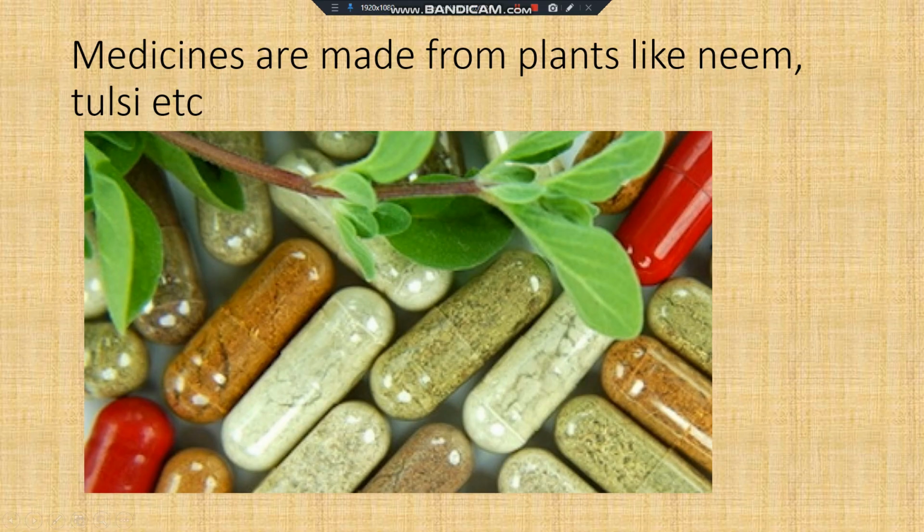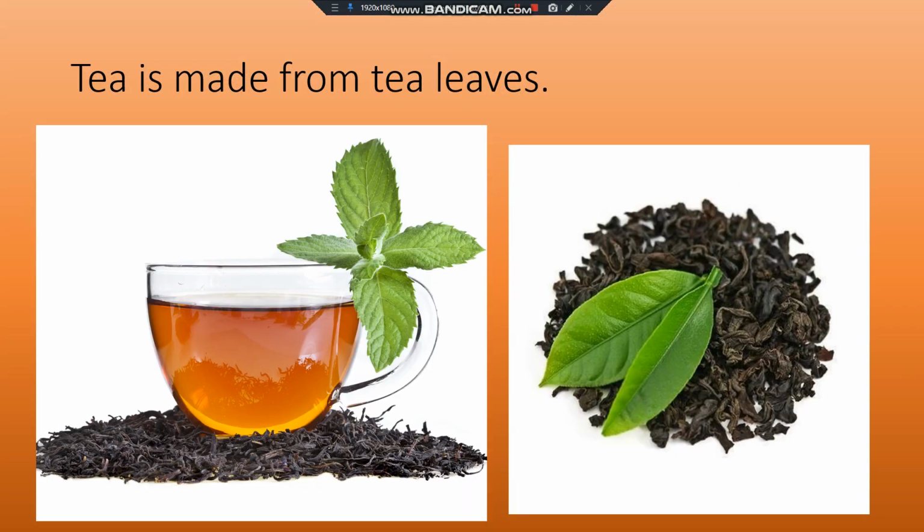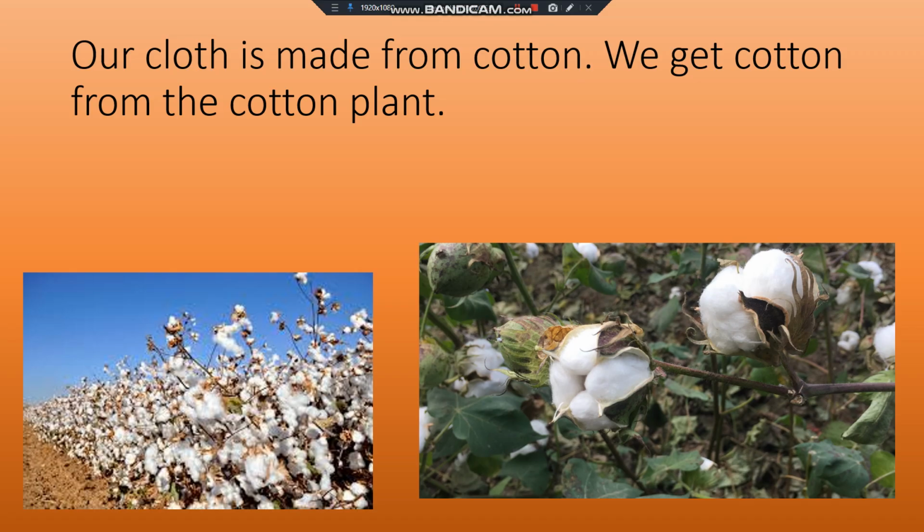Medicines are made from plants. Sugar is made from sugar cane. Tea is made from tea leaves. Coffee is made from coffee seeds. Our cloth is made from cotton.